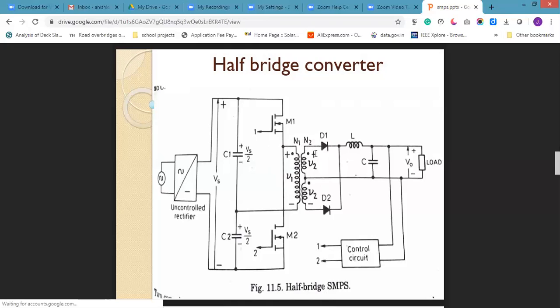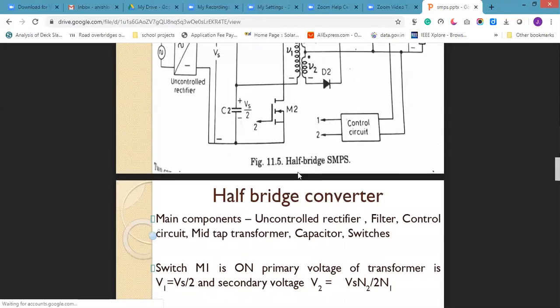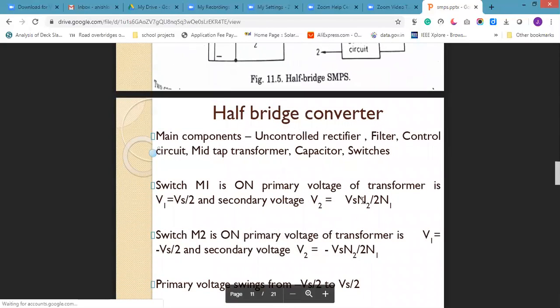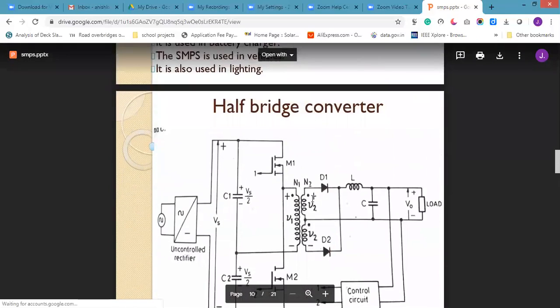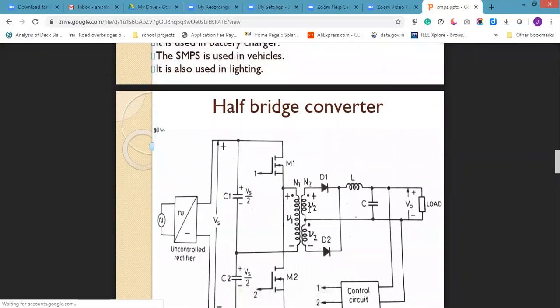Now you will get a secondary voltage V2. You know the transformer ratio: V1 by V2 is equal to N1 by N2. From this, V2 is equal to Vs times N2 divided by 2 times N1. This is the formula you have already studied in the transformer. Here we are getting plus and minus. Now the diode D2 is reverse biased and diode D1 is forward biased, so D1 is on and D2 is off.